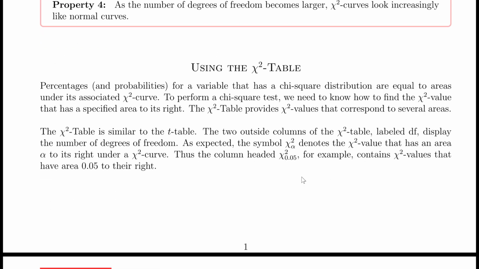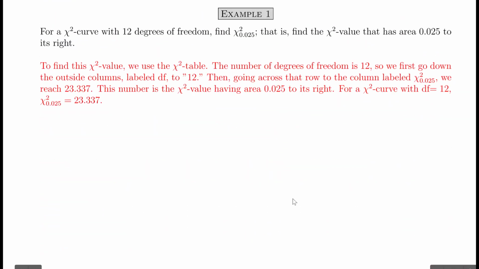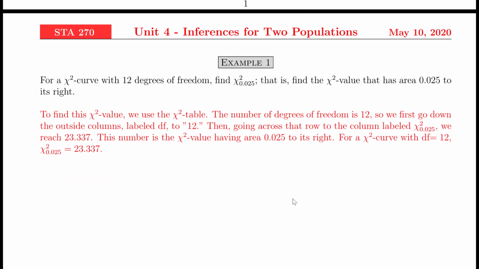So using the table, with this being a right-tailed table, we're going to find the degrees of freedom, then we'll find the corresponding significance level, and then we find that value that has the specified attributes.